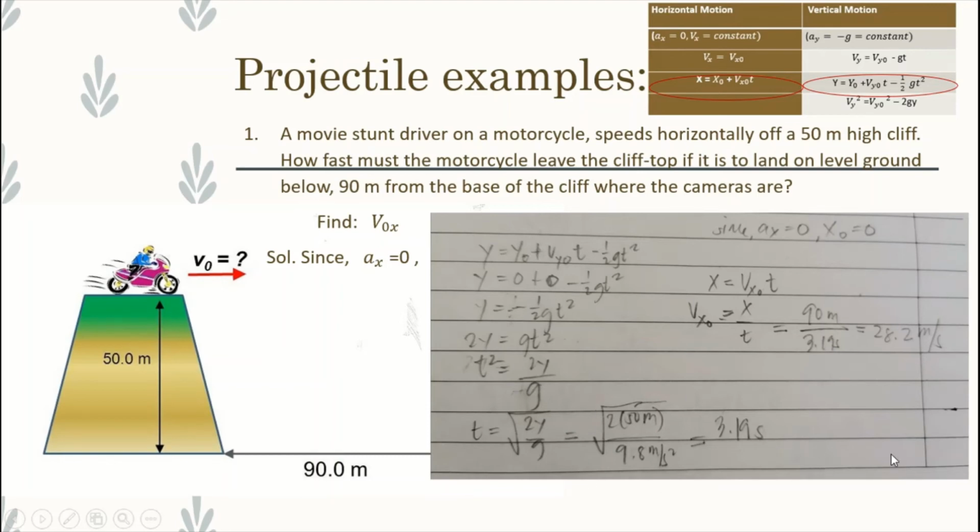We have to solve for time because though it wasn't required in the problem, we are using this equation and we have no time given, so we have to solve for it. That's why we solve for time, and the result is 3.19 seconds. So our initial velocity now is x over t, distance over time, which is 90 meters, the base, divided by the 3.19 seconds. The answer is 28.2 meter per second, the initial velocity of the movie stunt driver. Okay, so that's it.